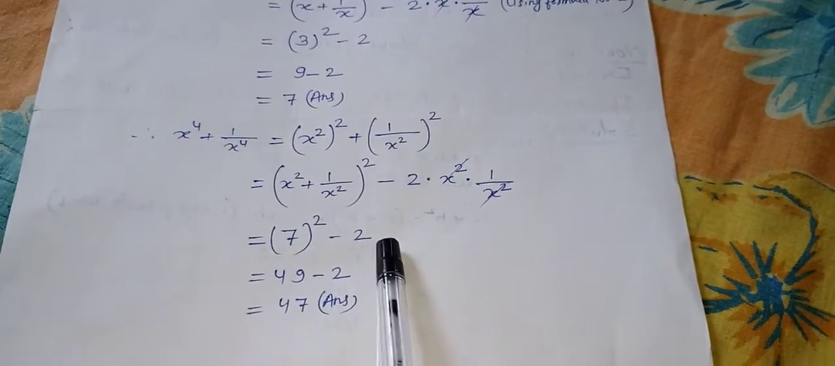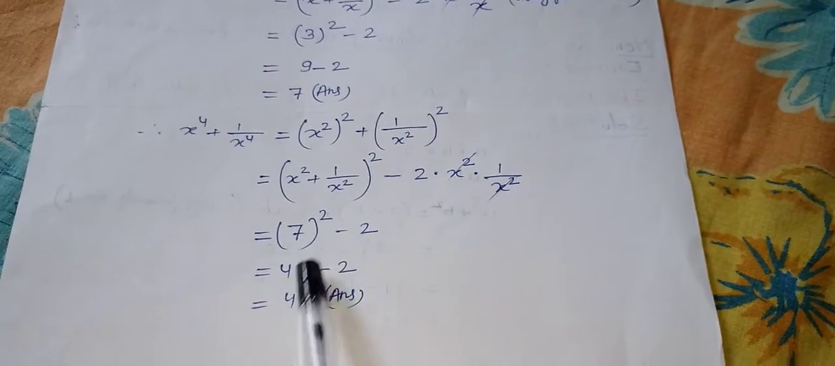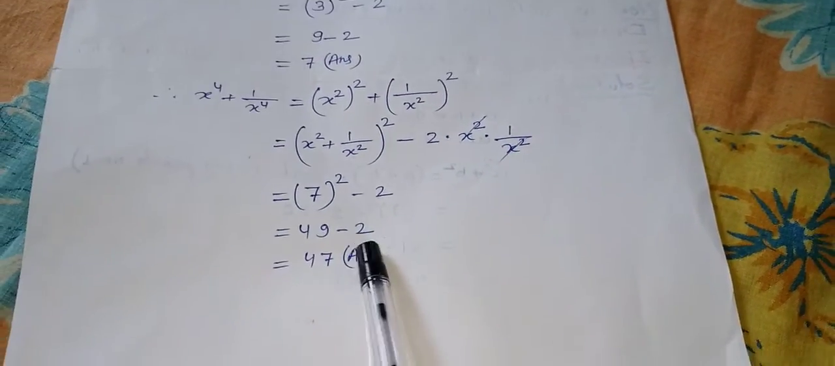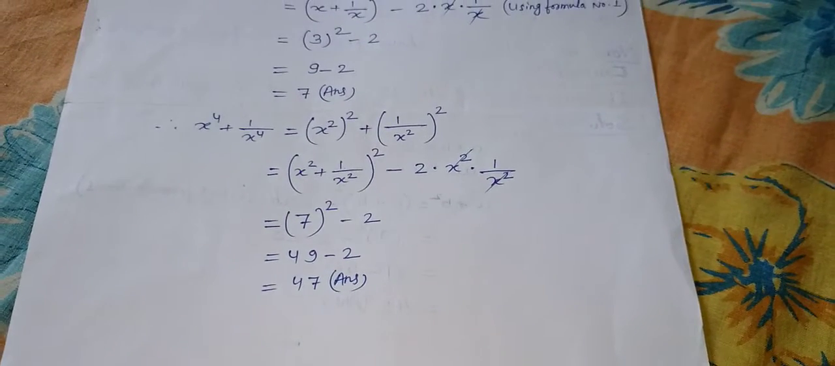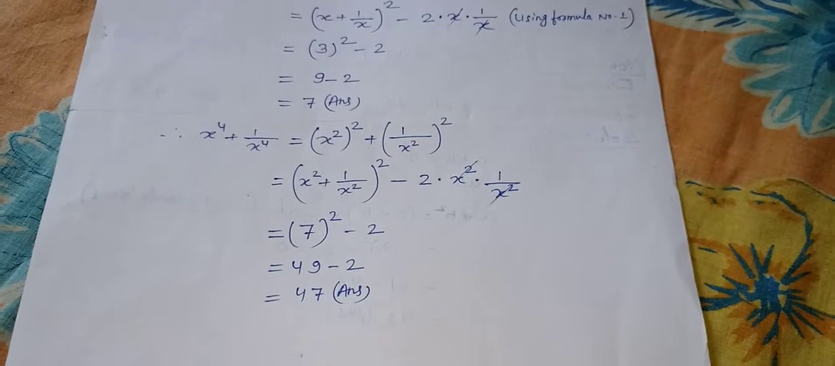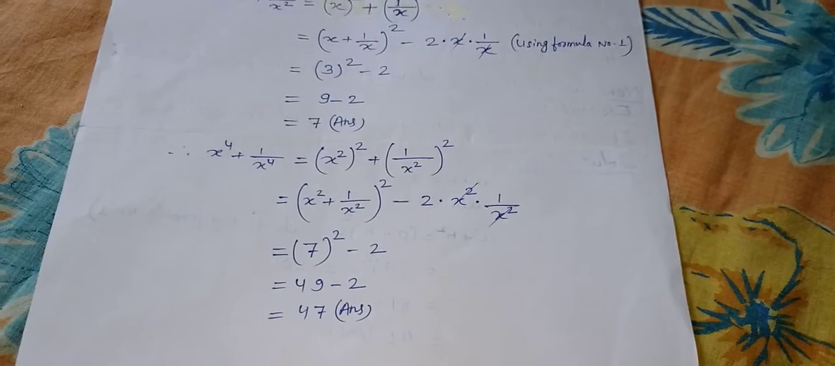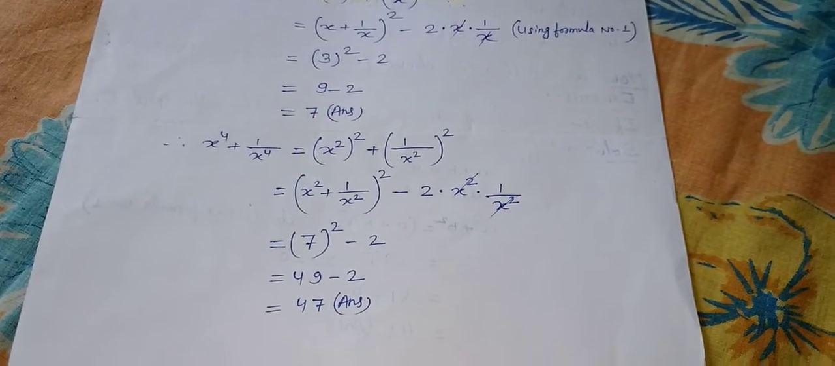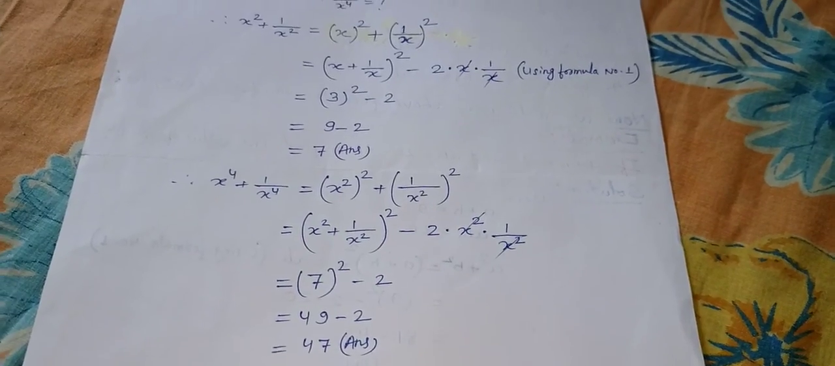So that 7 I put here. 7 whole square minus 2. Why 2? Because 2 ones are 2. 7 whole square is 49. 49 minus 2 is 47. So children, very interesting question. Today I have taught you only formula of a square plus b square. All these 3 questions were based on the formula a square plus b square. Tomorrow we will learn some more new questions and we'll apply some other formulas. Thank you children.